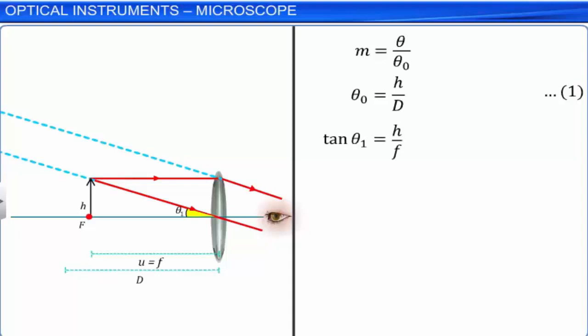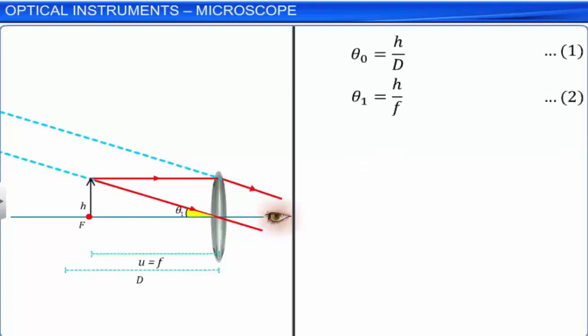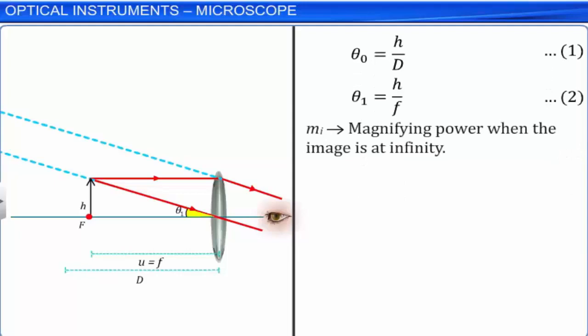If the angular magnification of the simple microscope when the image is formed at infinity is mi, then mi is equal to theta 1 by theta naught. On substituting the values of theta naught and theta 1 from equations 1 and 2, and on further simplification, we get the angular magnification or the magnifying power of the simple microscope as mi is equal to d by f. Let this be equation 3.